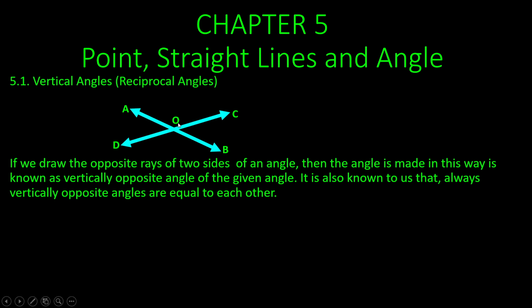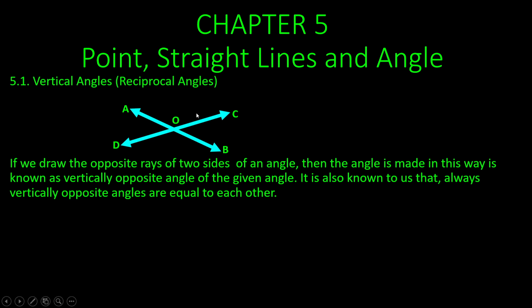the angle AOD is made by the opposite rays of the two sides of the angle BOC. That means if we consider angle BOC, then the opposite rays of OC and OB are respectively OD and OA. And the angle between these two opposite rays is angle AOD. This angle is the vertically opposite angle of BOC.